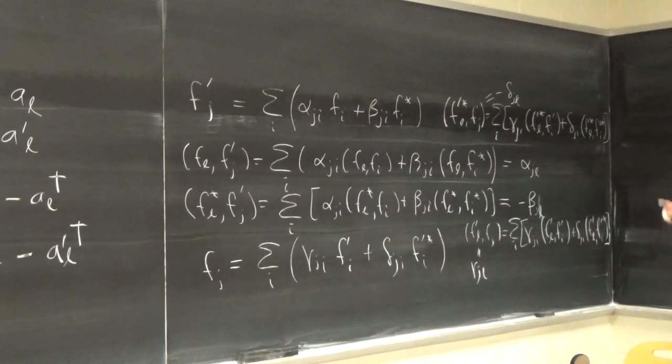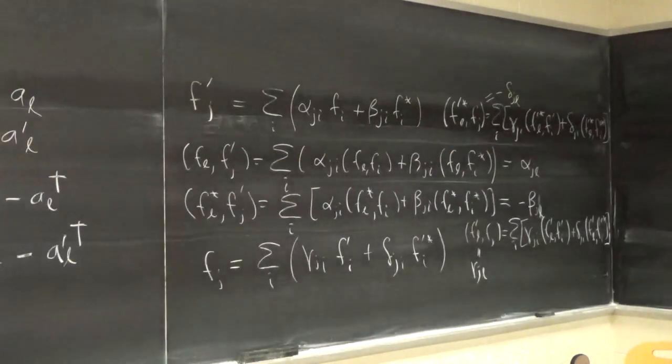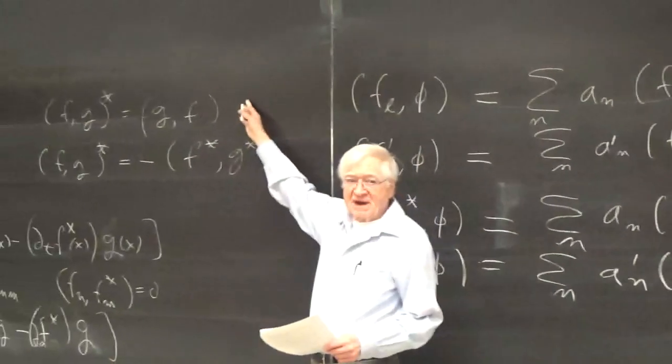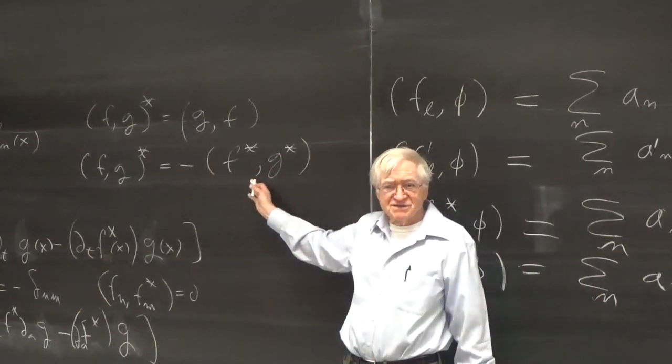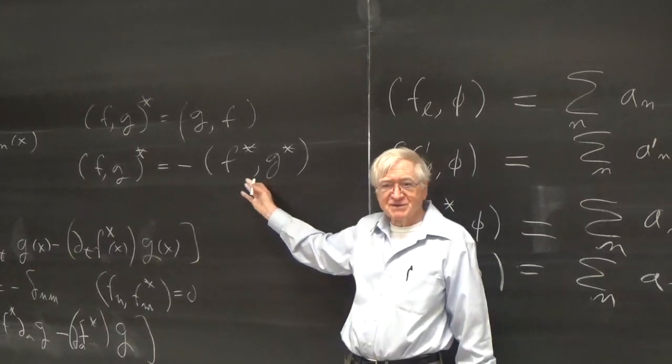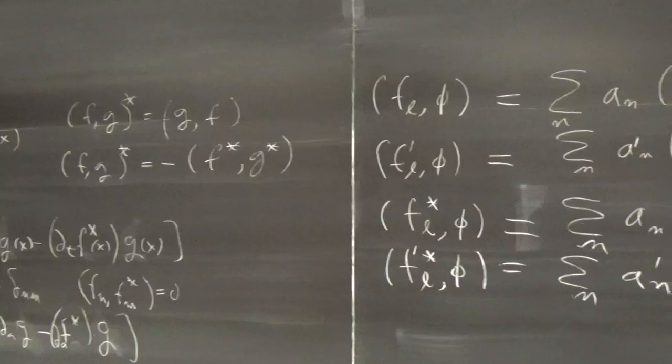Okay, but now this scalar product is Hermitian, and it obeys these two rules. This is hermiticity. Does anybody know what this is? Is there some meaning, some name for this? All right, I don't know what it's called.